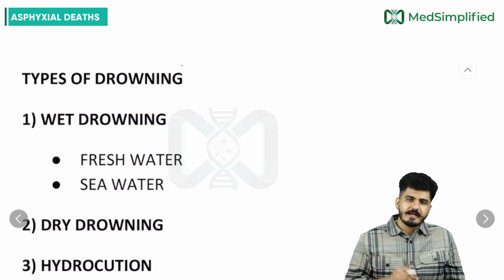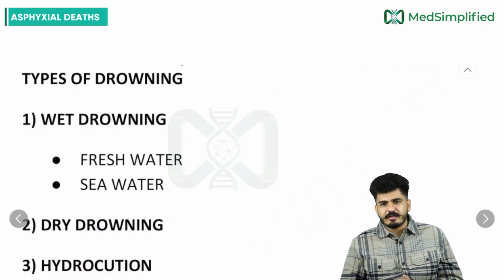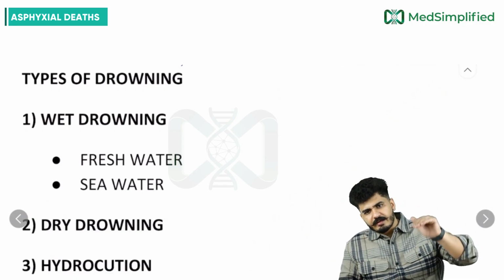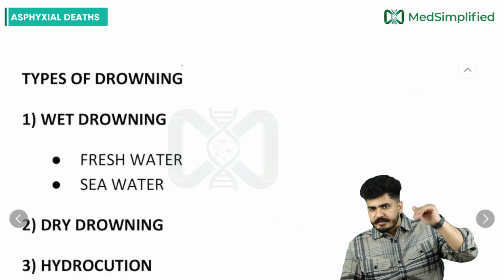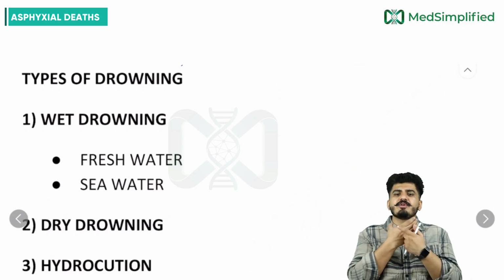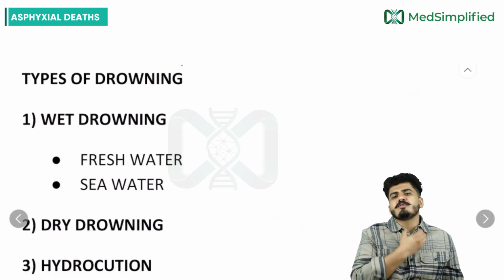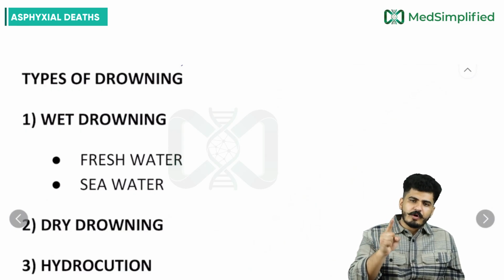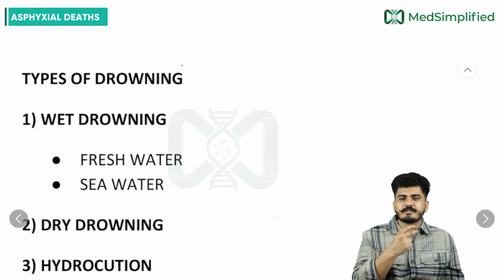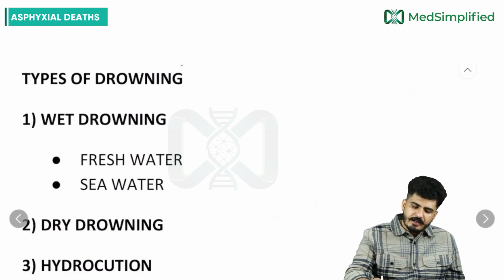Now coming to dry drowning. What is happening in dry drowning, friends? The person is diving inside the water. The moment the person dived inside the water, what happened? There was a laryngospasm. That means no water and no air is going inside and the person will die.